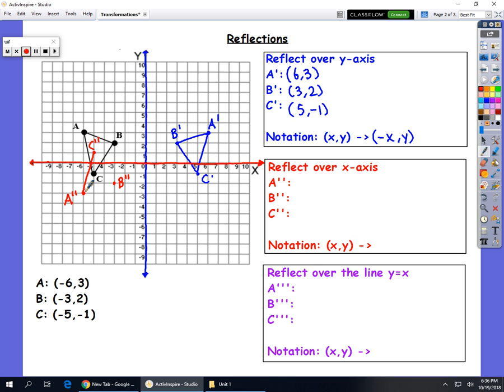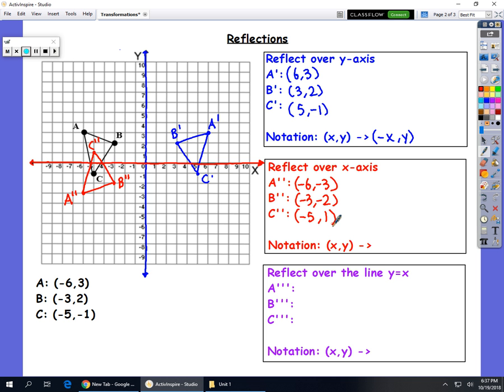So these triangles seem to kind of clash into one another. So let's mark the points. A double prime, that is negative 6, negative 3. B double prime is negative 3, negative 2. Finally, C double prime, that's 1, 2, 3, 4, 5. 1, negative 5. And positive 1.